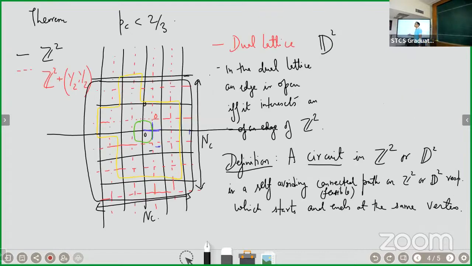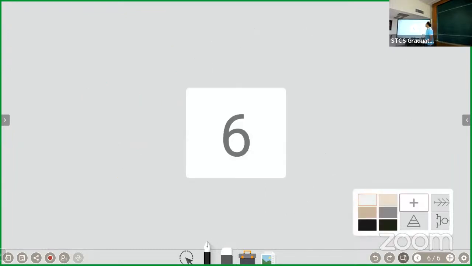Now, you put them together. Greater than NC, it is less than half. Smaller than NC, it is p to the power NC square. So what is the overall probability of finding a circuit of any length? As long as you can convince yourself it is less than 1, we're done. So I'll write the final statement. Let you convince yourself.